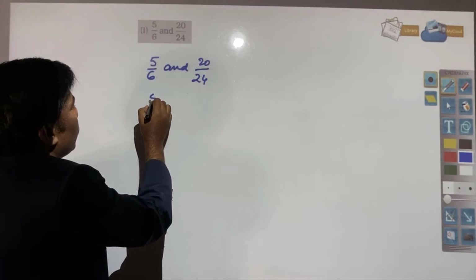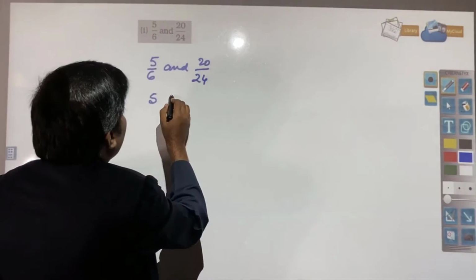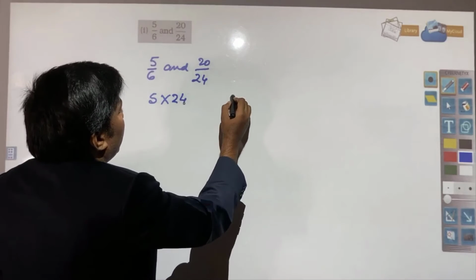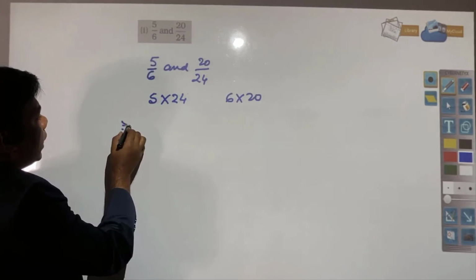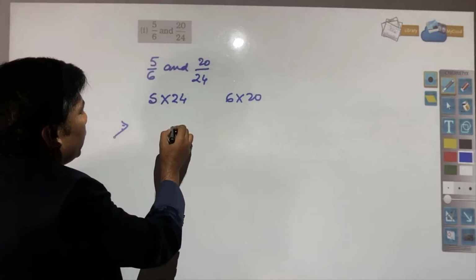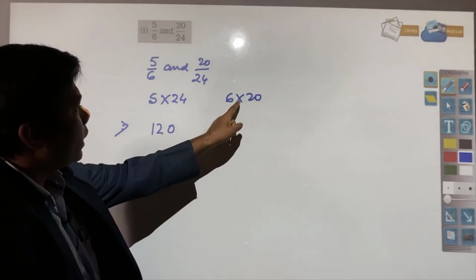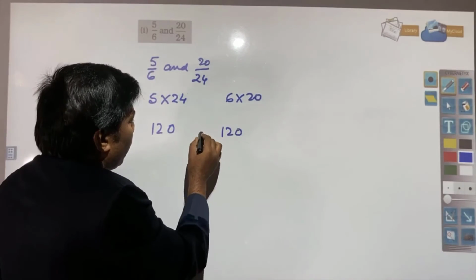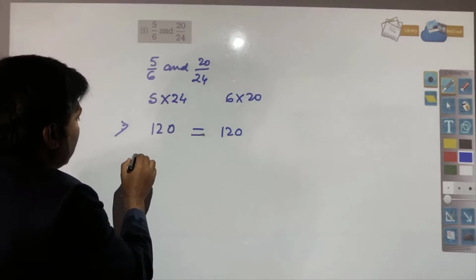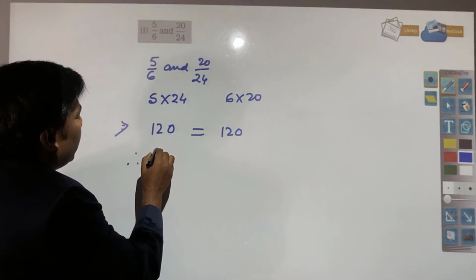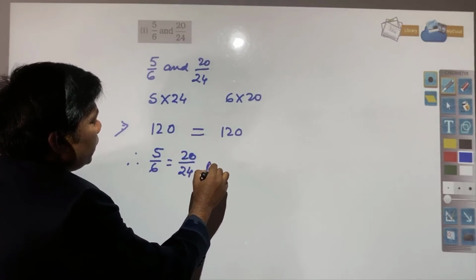So 5 into 24 and 6 into 20, you do. Now you see what you will get. 5 4s are 20, 5 2s are 10 and 20 more, that is 120. 6 2s are 12, 6 20s are 120. What you got? Both are equal. So if this product is coming equal, then you can write, therefore, 5 by 6 is equal to 20 by 24, and this is your answer.